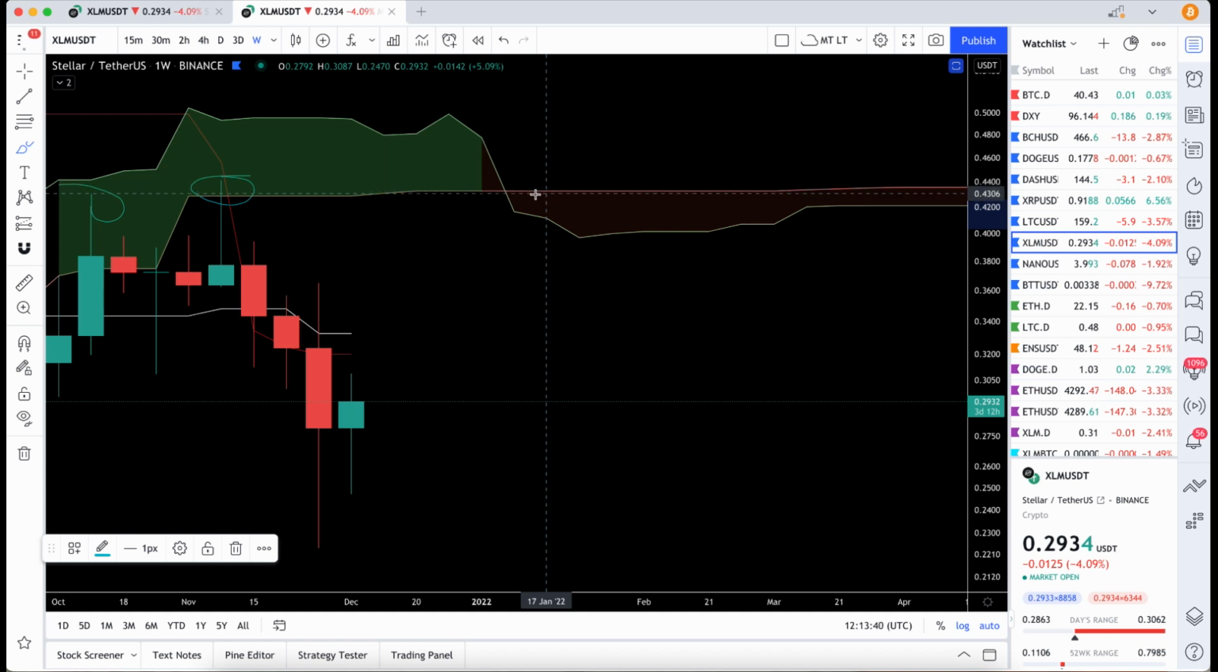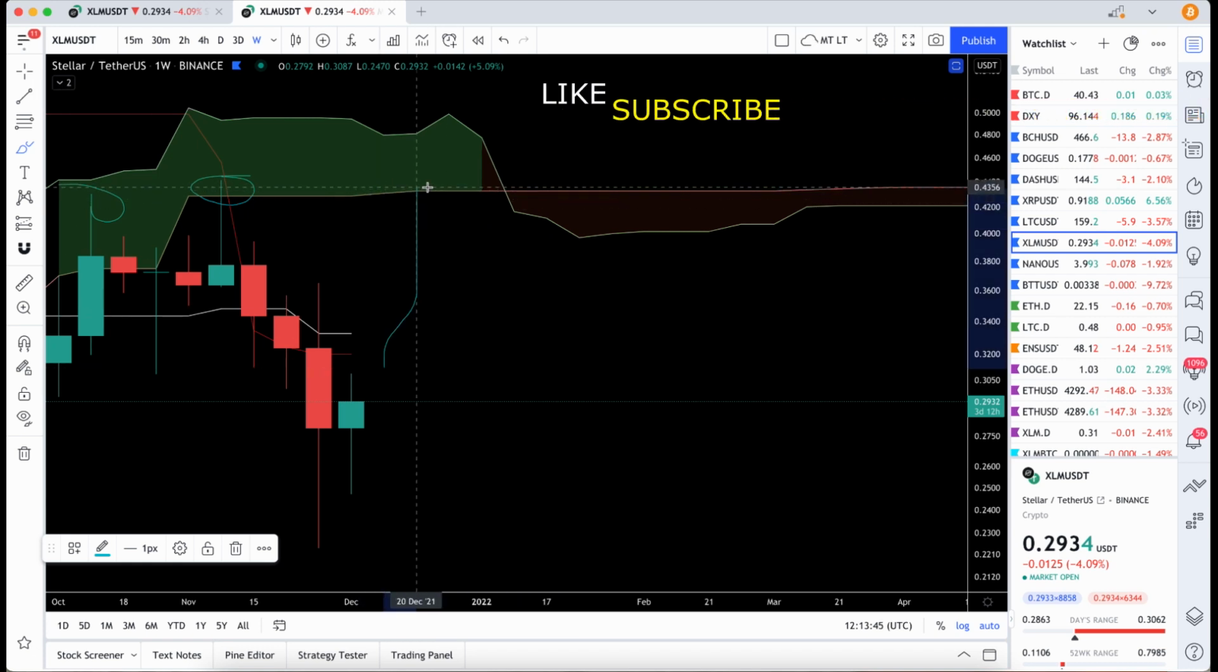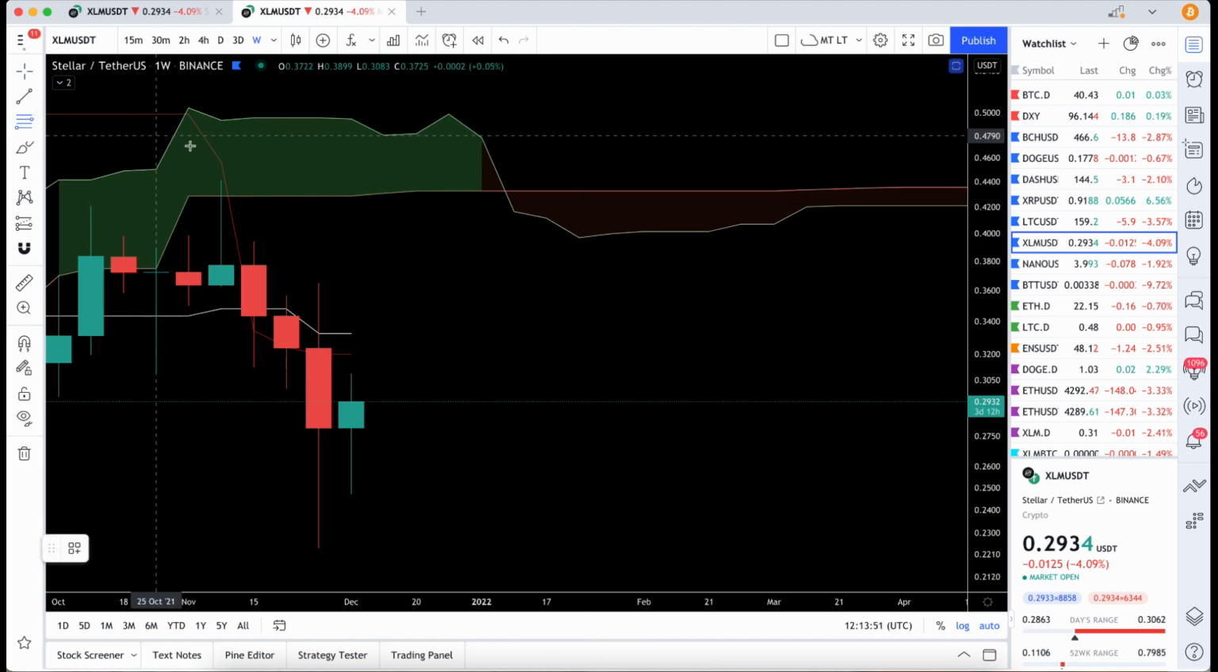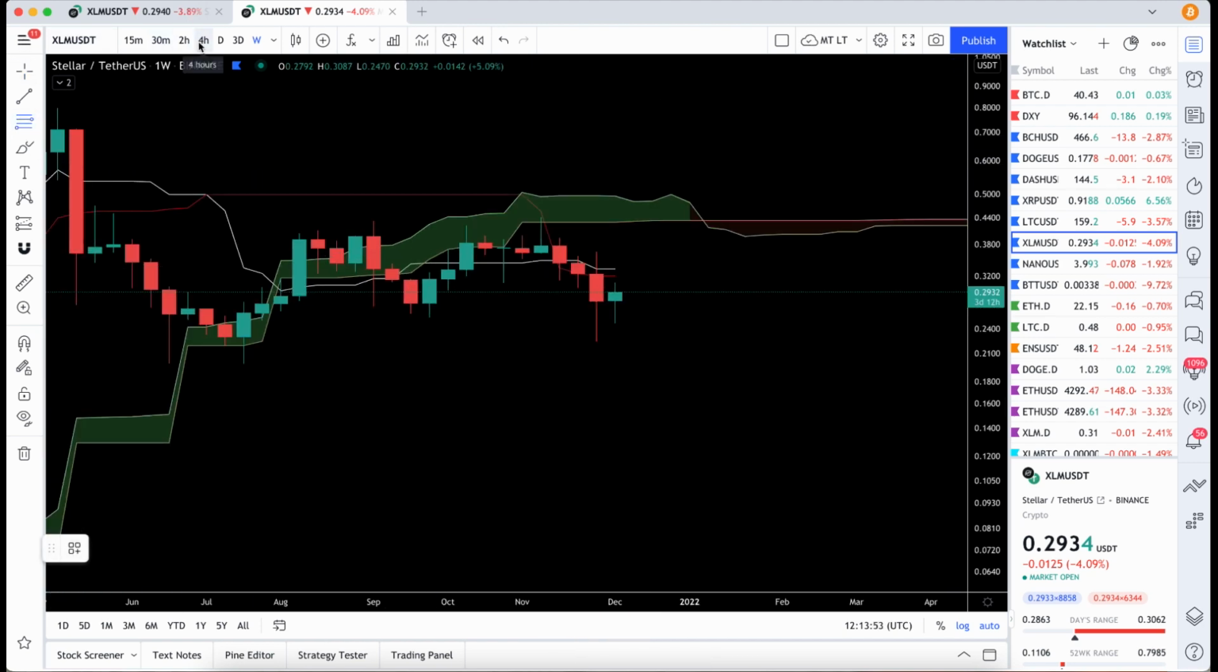I'm expecting a pump somewhere around the second week of January. If we pump right now, I think it'll be rejected immediately at 43 cents. So a few weeks of sideways action won't hurt Lumens.